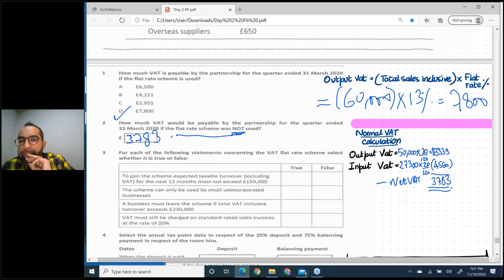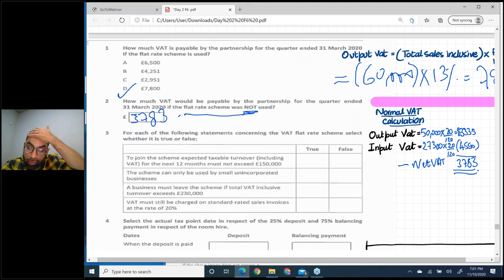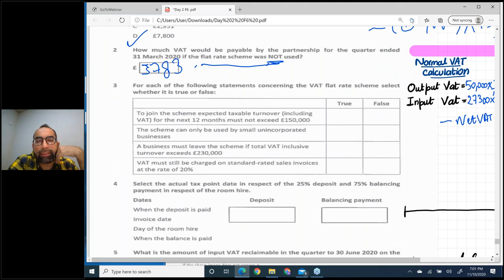Okay. Now, point number 3. For each of the following statements concerning the VAT flat rate scheme, select whether it is true or false. Now, these questions are your enemies. I must say these are your enemies. 4 points, and if you get one wrong, the whole question is wrong. So these are very dangerous questions.